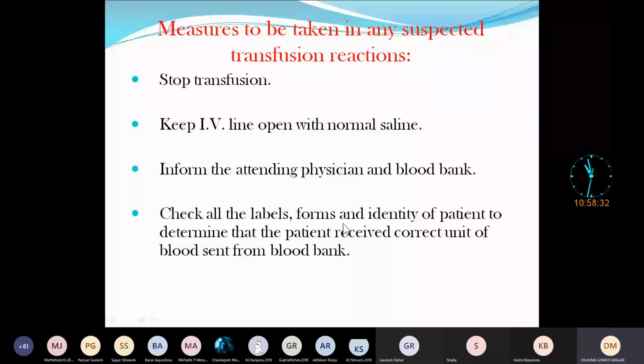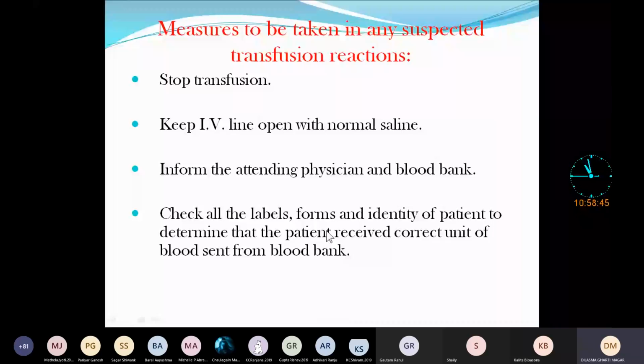Now you'll come to the clinical side, and you'll be there in the ward and in the ICU and all, isn't it? All the time sisters may not know all these things, so at that time you have to be a little bit alert and take these steps. So, measures to be taken in any suspected transfusion reaction.